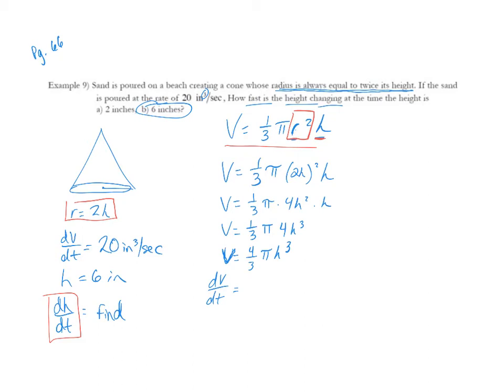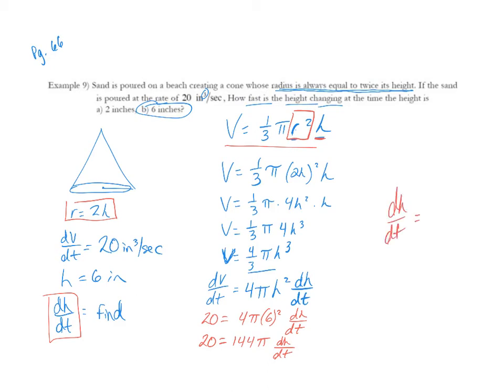So using the power rule, because 4/3 pi is my coefficient, 3 times 4/3 pi is going to be 4 pi h squared dh/dt. There is the dh/dt that I'm looking to find. So let's plug in what I know. Well, dV/dt was 20. 4 pi, my h right now is 6. And I'm looking to solve dh/dt. So 20 is equal to 36 times 4, which is going to be 144 pi dh/dt. And now I'm going to simply divide over that 144 pi. So I have 20 over 144 pi.